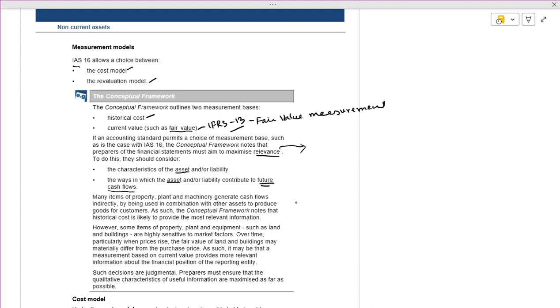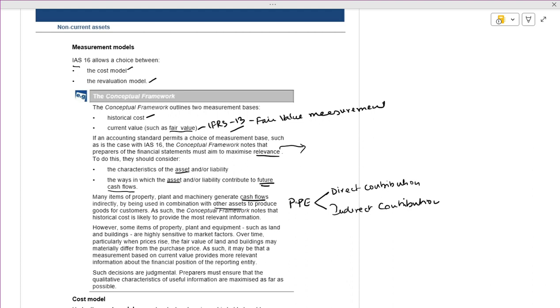Many items of property, plant and equipment generate cash flows indirectly. When you say property, plant and equipment, some assets have a direct contribution. Is it right? Direct contribution, we can identify it. Some will have indirect contribution, supporting contribution. Is it right? Supporting assets will be there. That's what it says: indirectly being used in combination with other assets to produce goods for consumption.